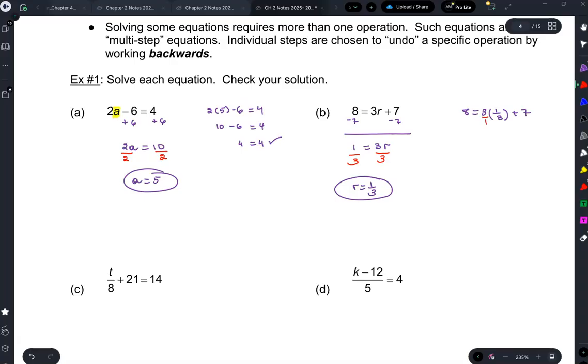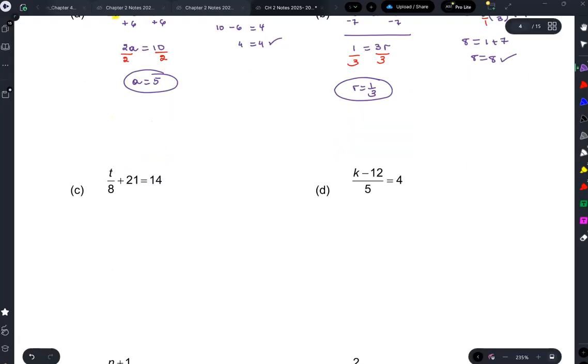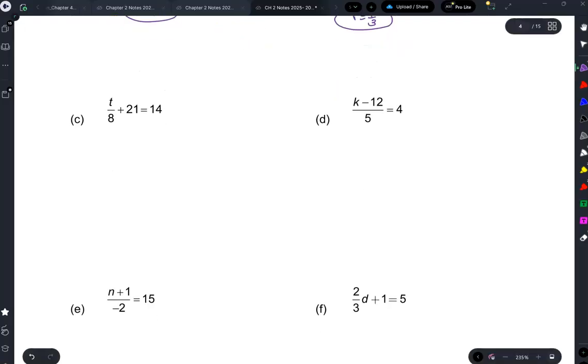We put this over 1. So what does this give me? 3 and 1/3. 1 plus 7, 8 equals 8, so that works. Okay, Lior, what do we do in this next step? Subtract 21.